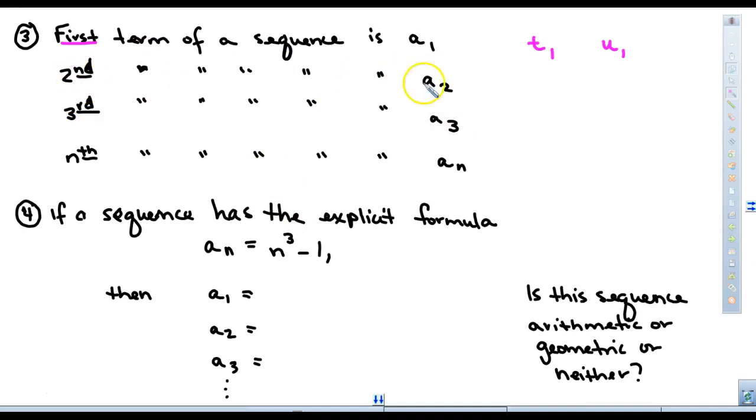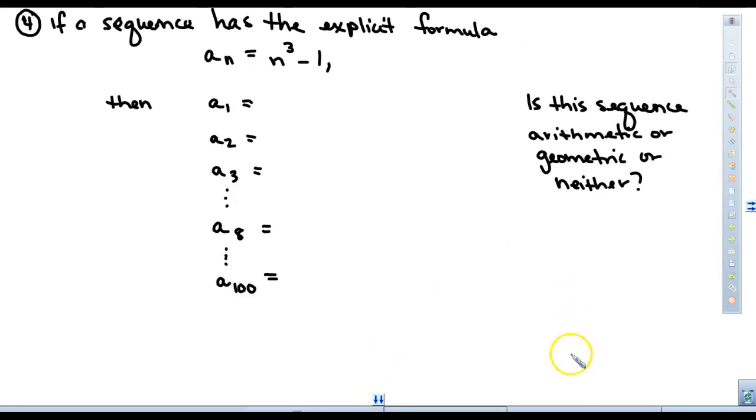So your second term would be a sub 2. Your third one would be a sub 3. And then on out to what we refer to as the nth term. And that just means however far your sequence is going to go, your last term, so to speak. And we just refer to that as a sub n.